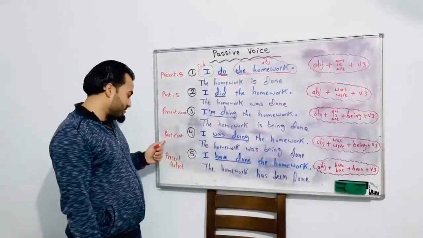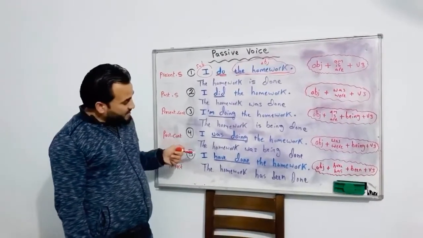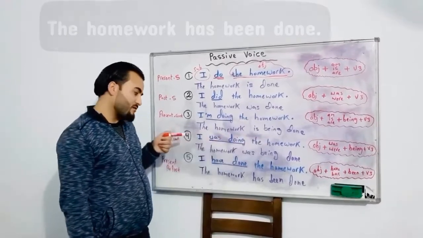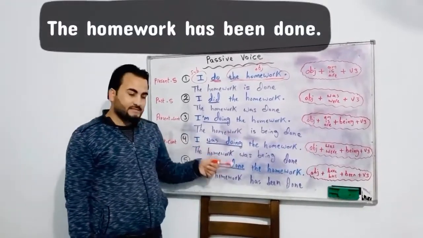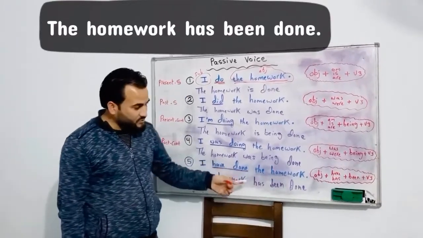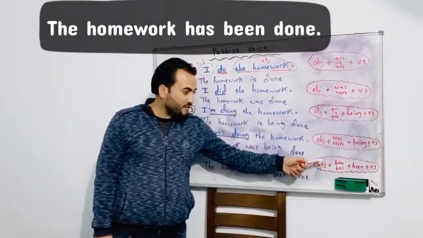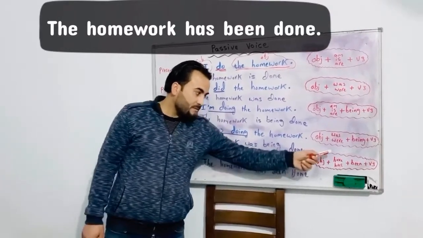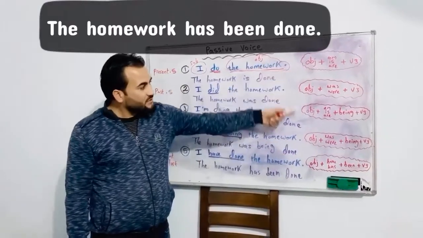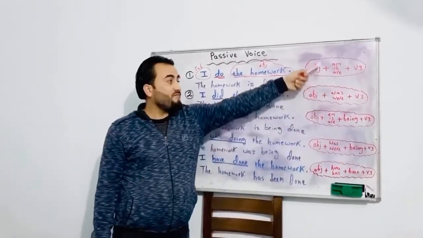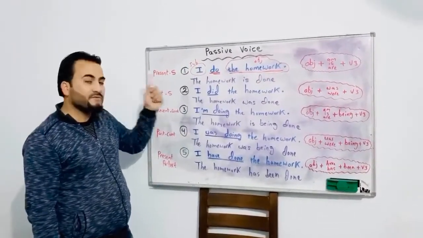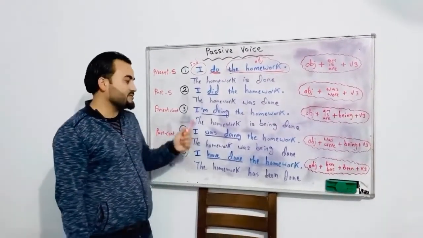Okay, number 5. This is, of course, present perfect tense. I have done the homework. The homework has been done. So here we have to use have or has plus been plus the past participle. Here we have to use the verb to be in the present simple, past simple, present continuous, and past continuous.